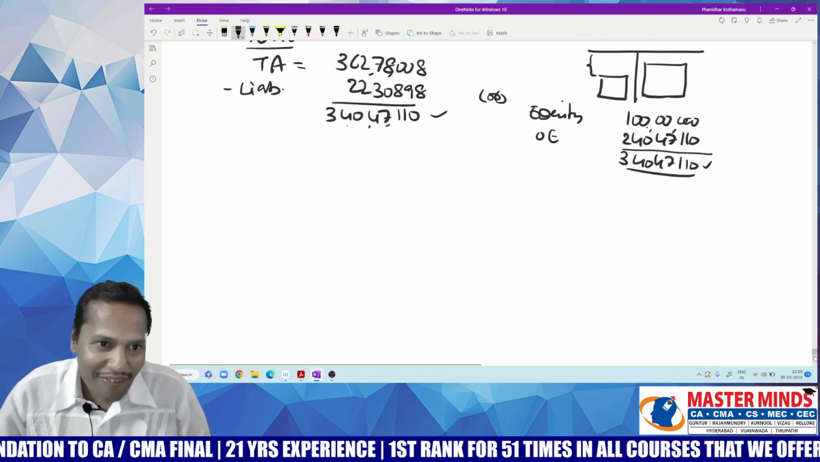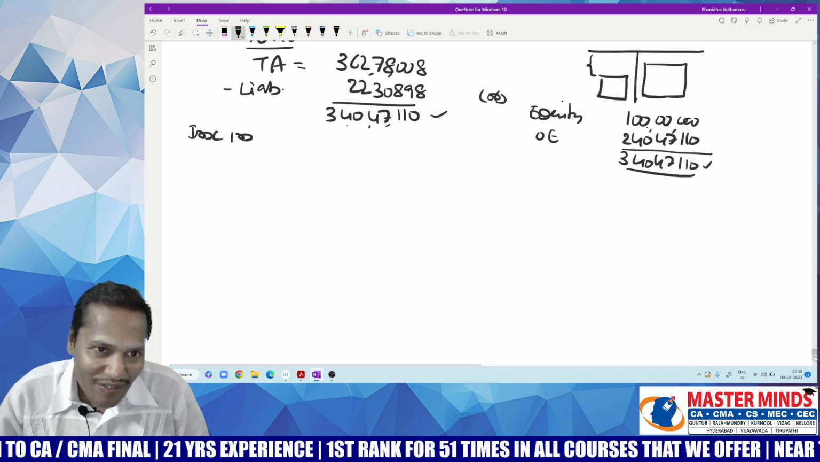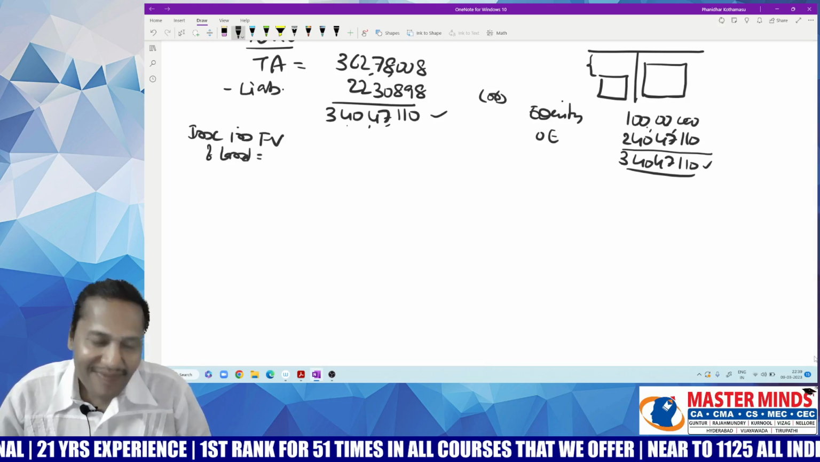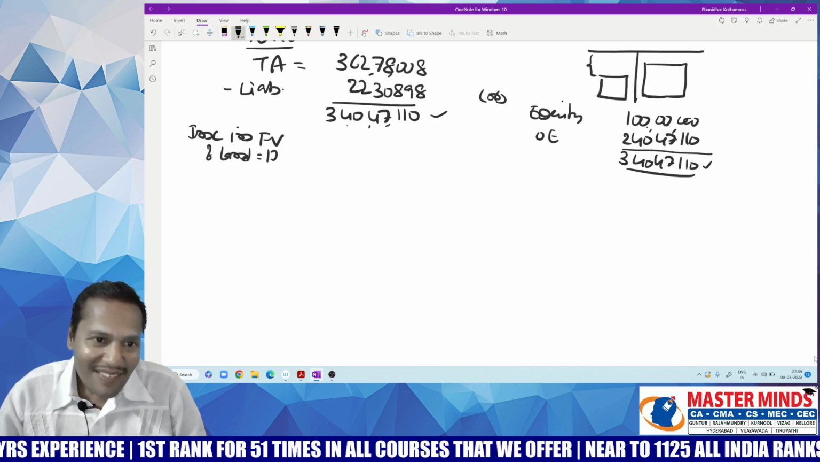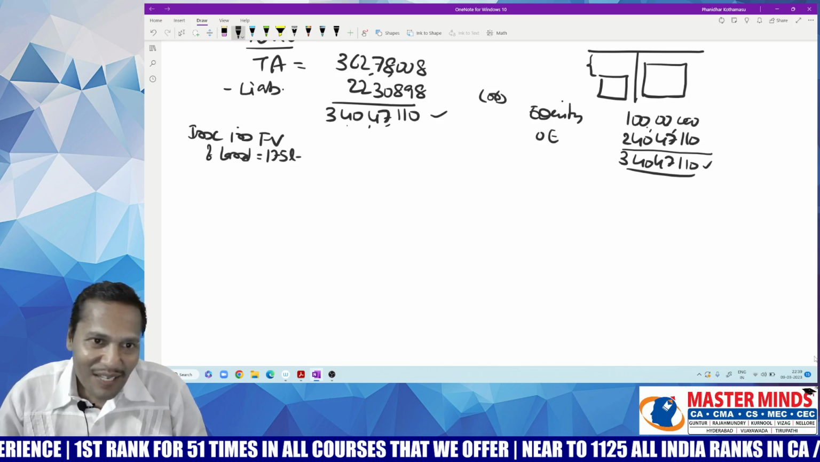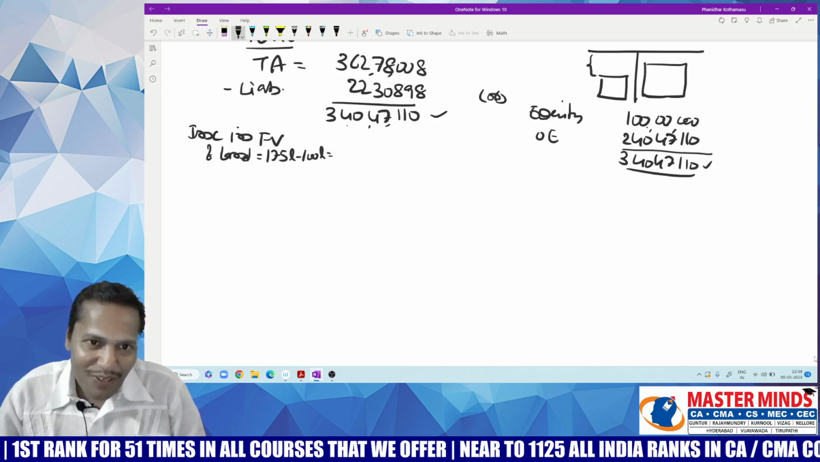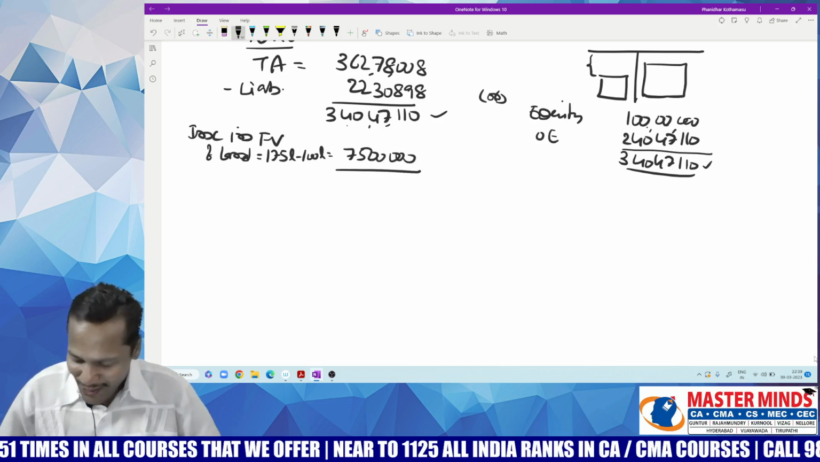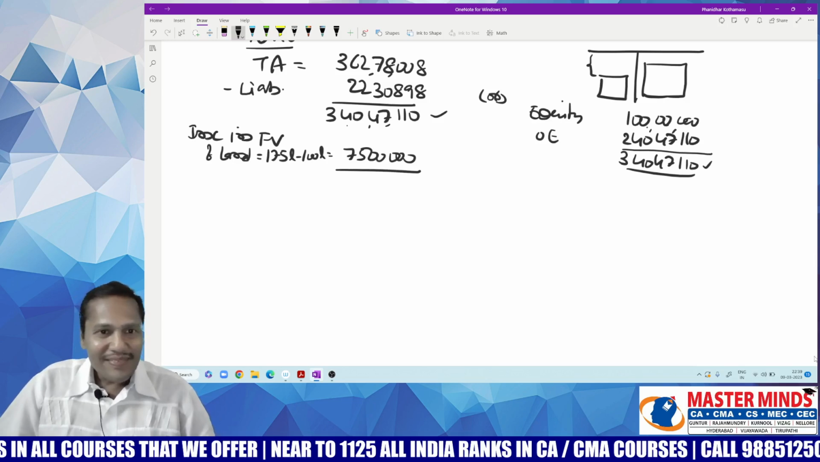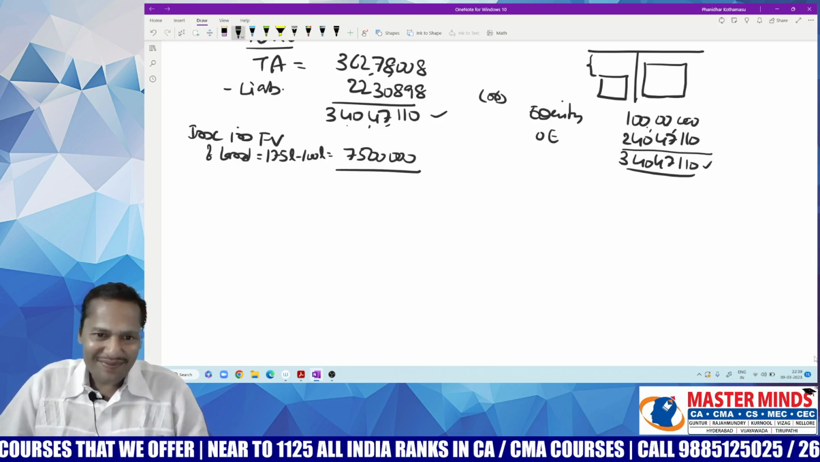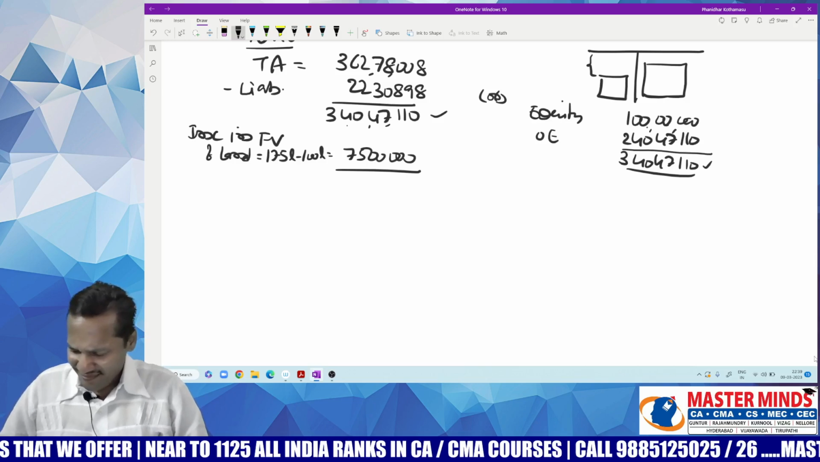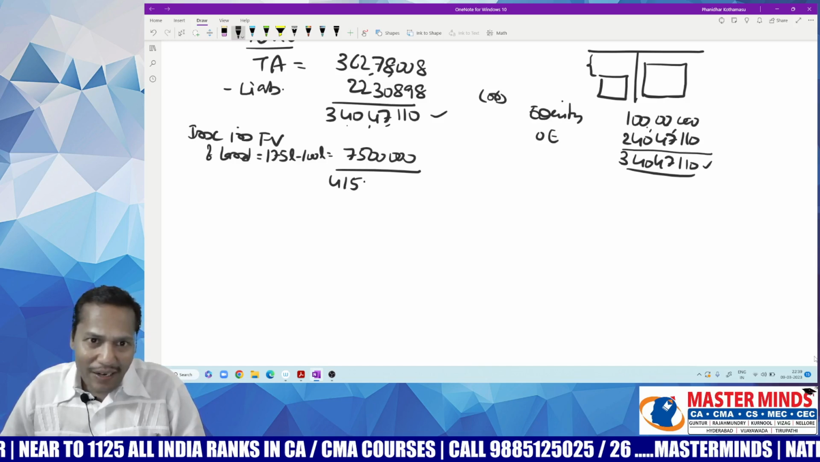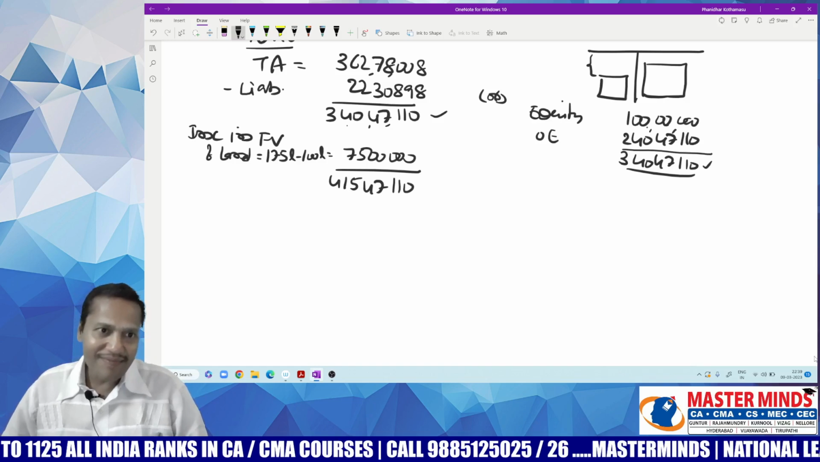Increase in fair value of land: 1 crore 75 lakhs minus 1 crore. This comes to 75 lakhs. To that extent, net assets value will increase, to 4 crore 15 lakh 47,110.